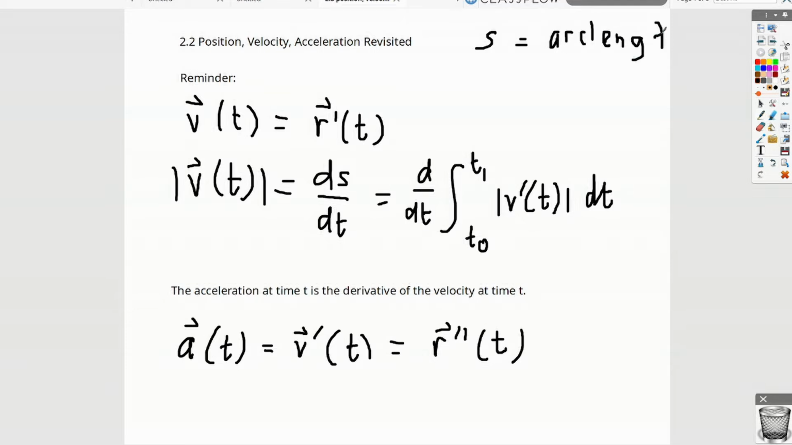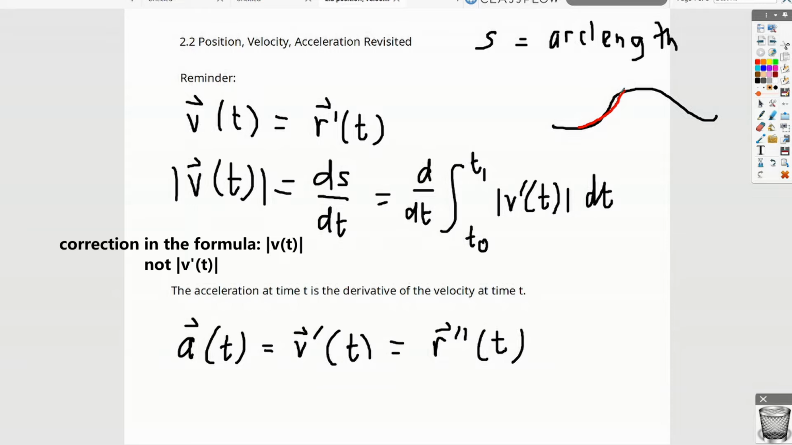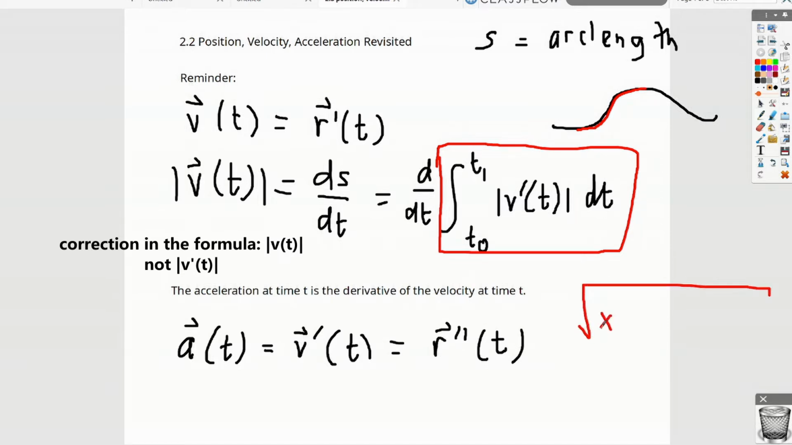The arc length is simply, if you have a line like this, how long the line is from a specific time to another specific time. So in this case, it would be basically this part of the function right here. So this would dictate the arc length of the function. The absolute value of v of t means you will take the square root of the x prime of t squared plus the y prime of t squared, etc. if needed, right? That will be the arc length.